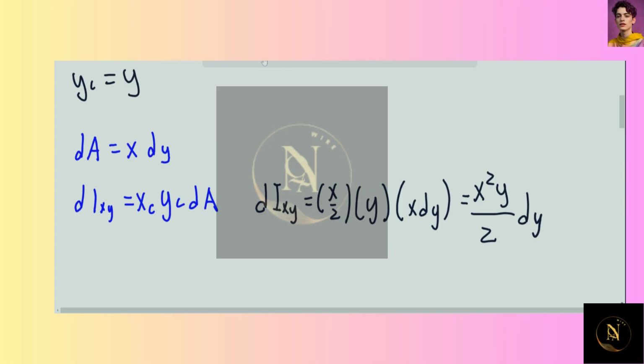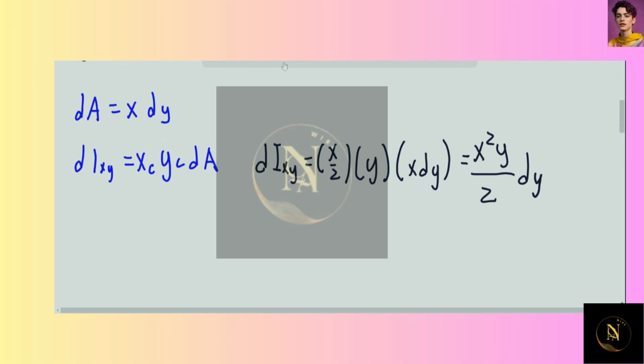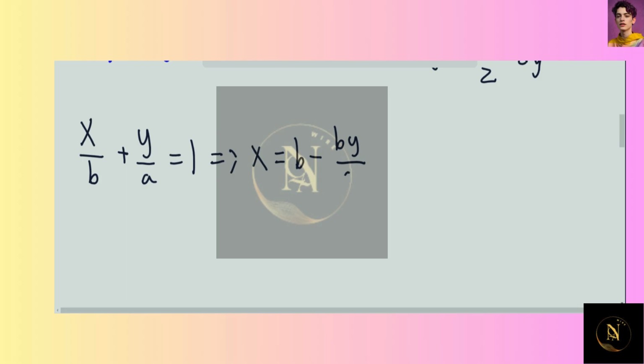So we're now going to write the straight line equation for the triangular plates. So we're going to write that x divided by b plus y divided by a is equal to 1. And we're going to take this equation and solve for the length x, which is equal to b minus b times y divided by a.